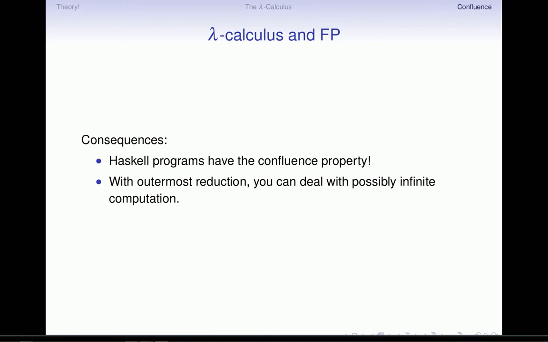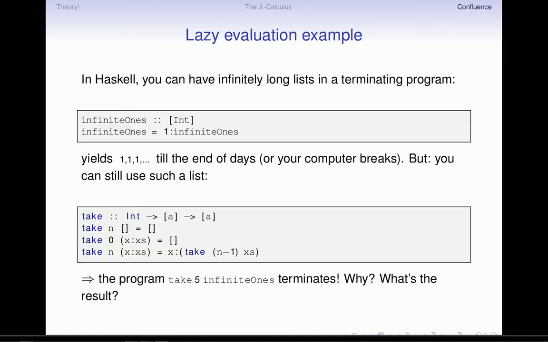The consequences are that Haskell programs have the confluence property, which is nice because it means that you can use outermost reduction and you can deal with possibly infinite computation. To give you an example of lazy evaluation, in Haskell you can have infinitely long lists in a terminating program.